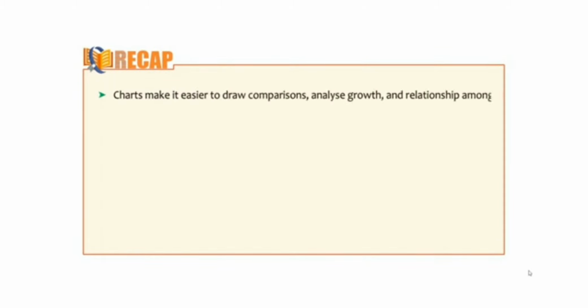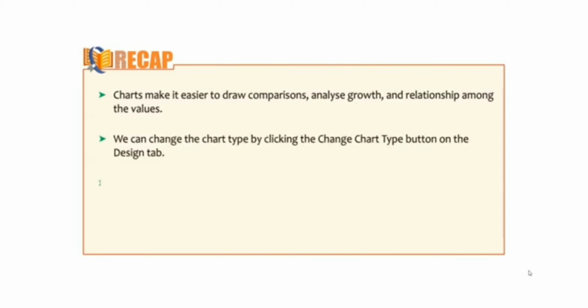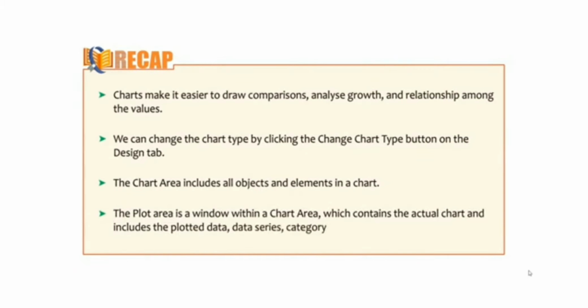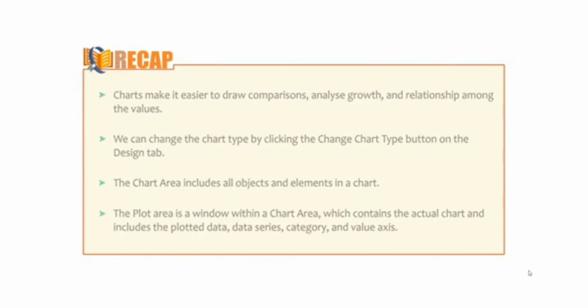Okay, students, let us take a recap of this chapter. Charts make it easier to draw comparisons, analyze growth and relationship among the values. We can change the chart type by clicking the Change Chart Type button on the Design tab. The chart area includes all objects and elements in a chart. The plot area is a window within a chart area which contains the actual chart and includes the plotted data, data series, category and value axis.